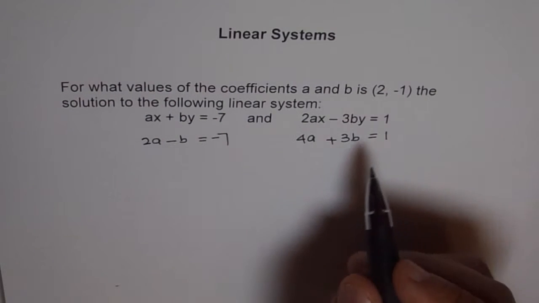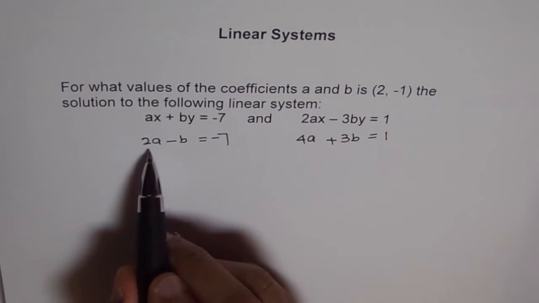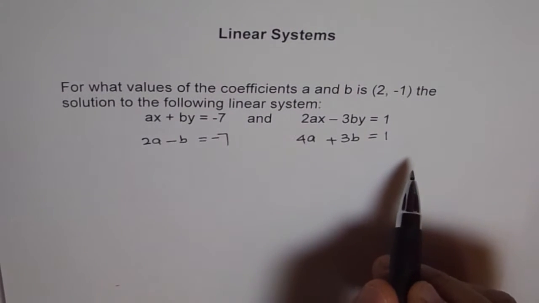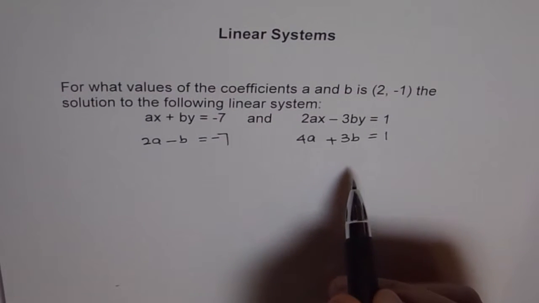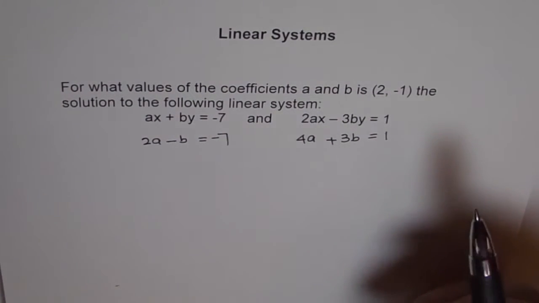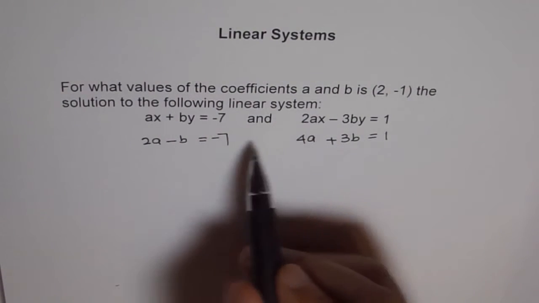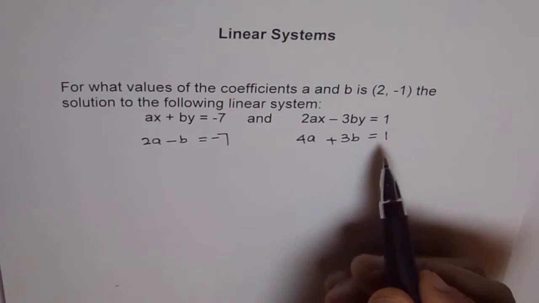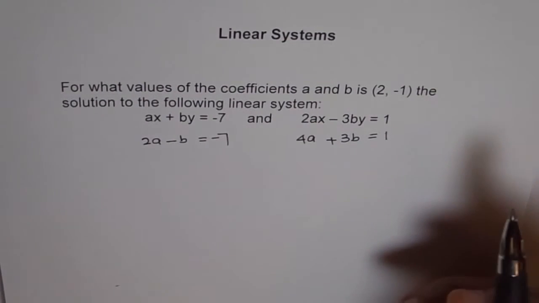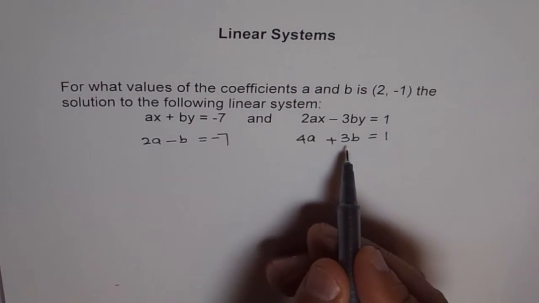Now, if I multiply this equation by 2, I will get 4a, and then I can subtract the equations and by elimination solve for b, correct? So we can do that, or I can multiply this equation by 3 and then add the two equations, right? And then solve for a and then for b. Either way the solution can be found. So let's multiply this by 3 and then we'll add them.